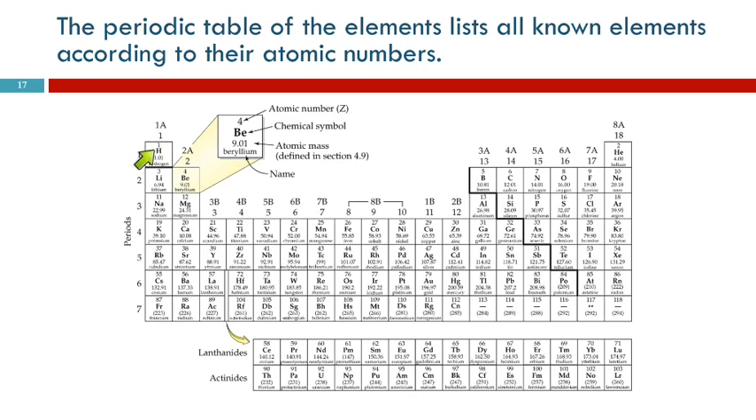And they're ordered here 1, 2, 3, 4, 5, 6. They just go up. It's kind of this weird situation up here. It's not just a big square table, and we'll learn why later. But that's the atomic number and the chemical symbol. We'll talk about what the atomic mass is in section 4.9.